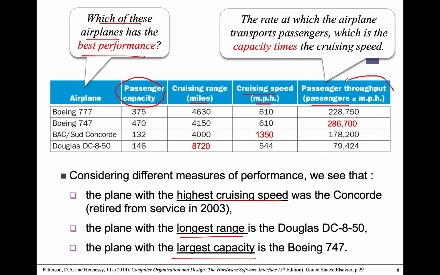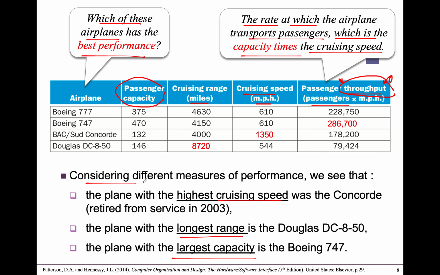Passengers, you're going to see, maybe you heard this word for the first time. Maybe in your first year you will find throughput is a new term. Later on you will see what throughput is. You can also always Google the meaning of throughput. So you can see it is the rate at which the airplane transports passengers, which is the capacity times the cruising speed.